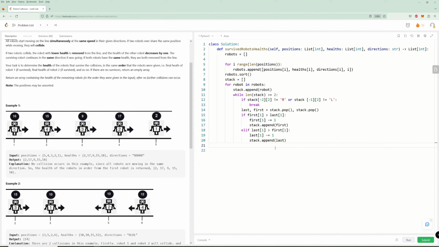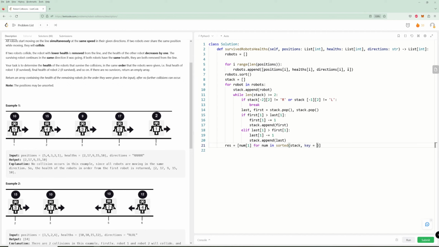Okay, so now that we have this, our stack should contain our outputs, and it's going to be a bunch of these arrays. So it's going to be position, health, direction, i. So now we need to do one last thing, and then we actually need to get the output. We're going to do a list comprehension here. We need to get the output in order of these indices. So it's going to be num[1] for num, and then we need to sort our stack. We're going to sort the stack by this right here.